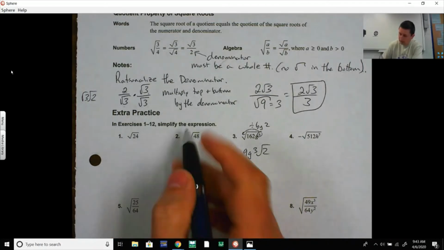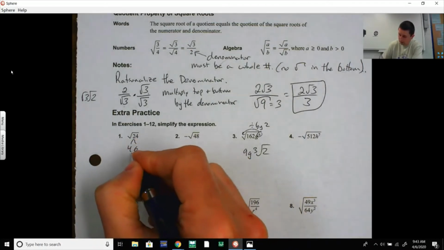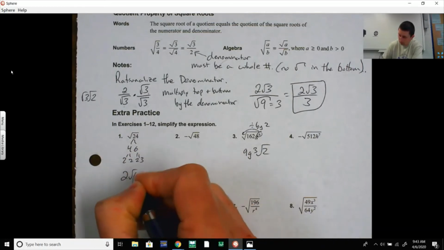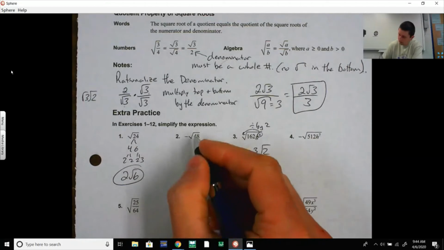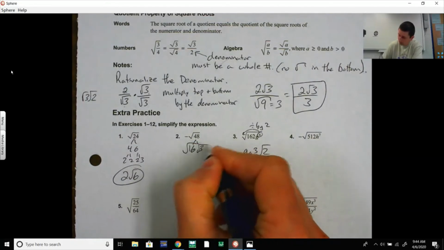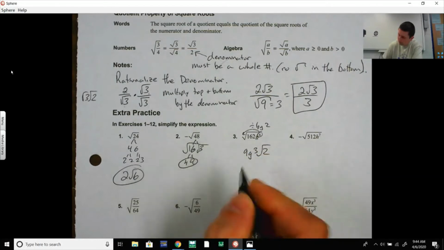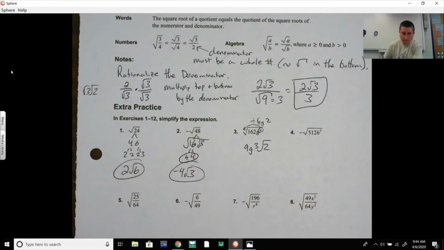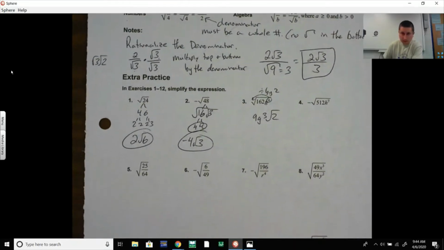These are just like we did yesterday. So 4 times 6, 2 and 2, 2 and 3, that'd be 2 root 6. This has a negative on the outside. This is 16 times 3, square root of 16 times square root of 3, or there's a pair of 4's right there. It'd be negative 4 root 3. Okay. Nothing with the variables that we're doing.